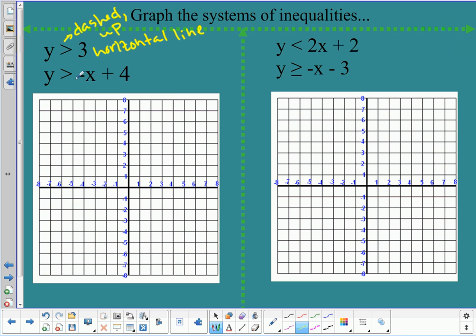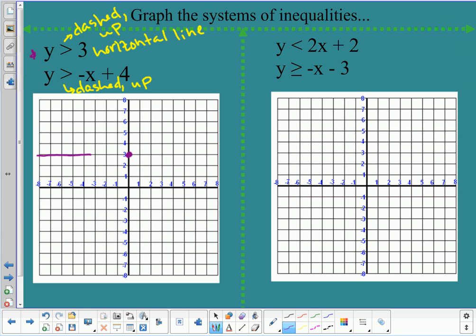This is a normal sloping line. My slope is negative 1. I want this line to be dashed and shaded up as well. They're already in slope-intercept form. Both of them are solved for y, so I'm ready to go. I'll put the top line in purple. So I go up to positive 3 for a y value, and I have a horizontal line there.